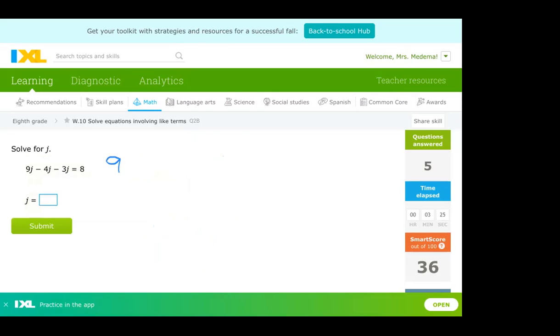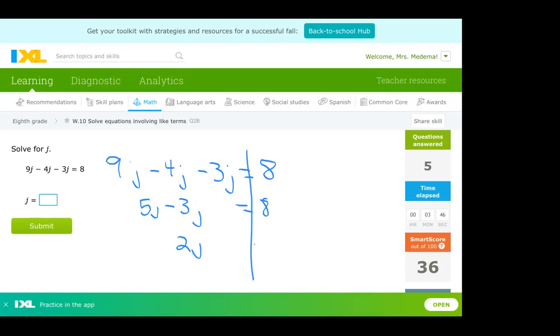Right, 9j minus 4j minus 3j equals 8. Draw my fence. All right, combining 9 minus 4 is 5j. And then 5 minus 3 is 2j. Divide away. J equals 4. Whoops, I do that sometimes too.